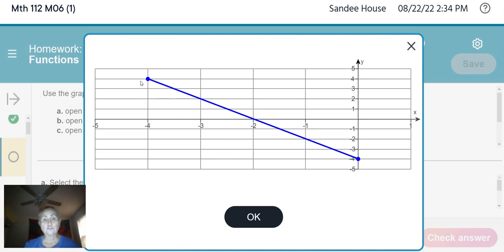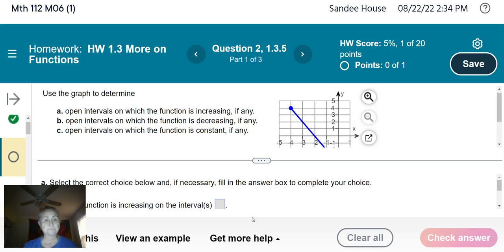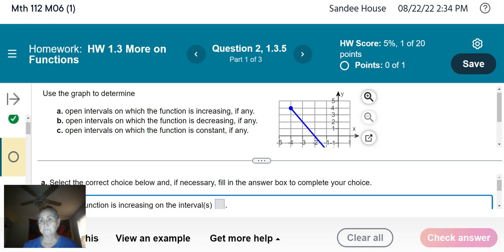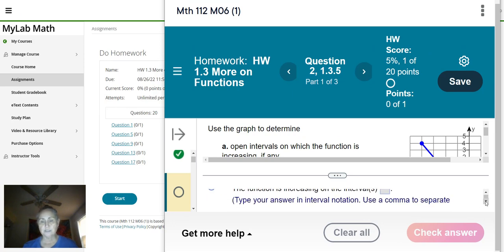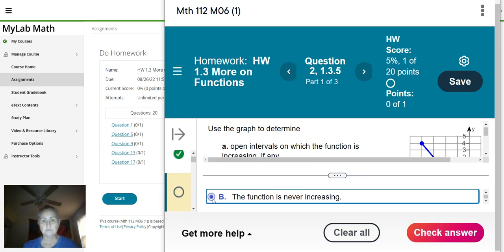So if you'll notice, this graph is falling all the time. So it's never increasing. It's never constant. It's decreasing, not from negative infinity to positive infinity, but from -4 on the x to 0 on the x. So that's the only one I can answer here. So where is it increasing? Never. So we just select the function is never increasing.